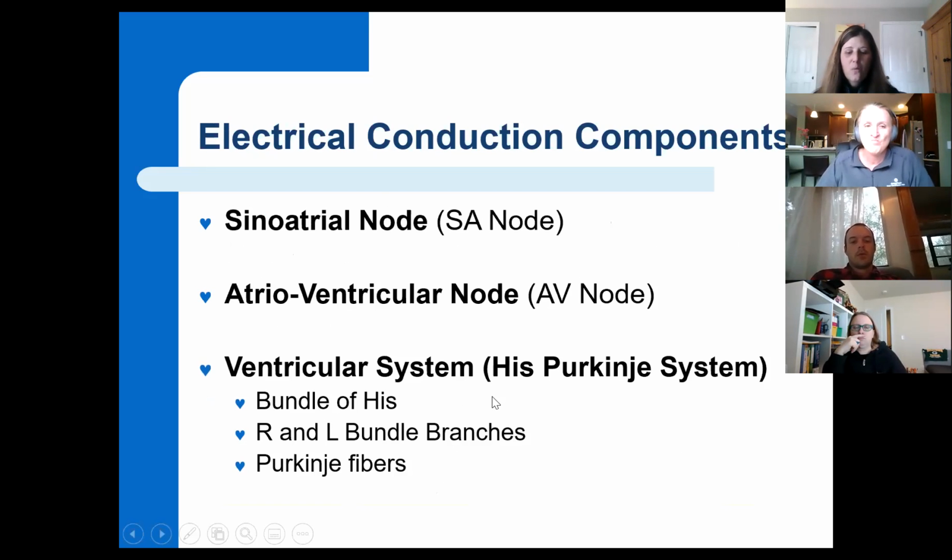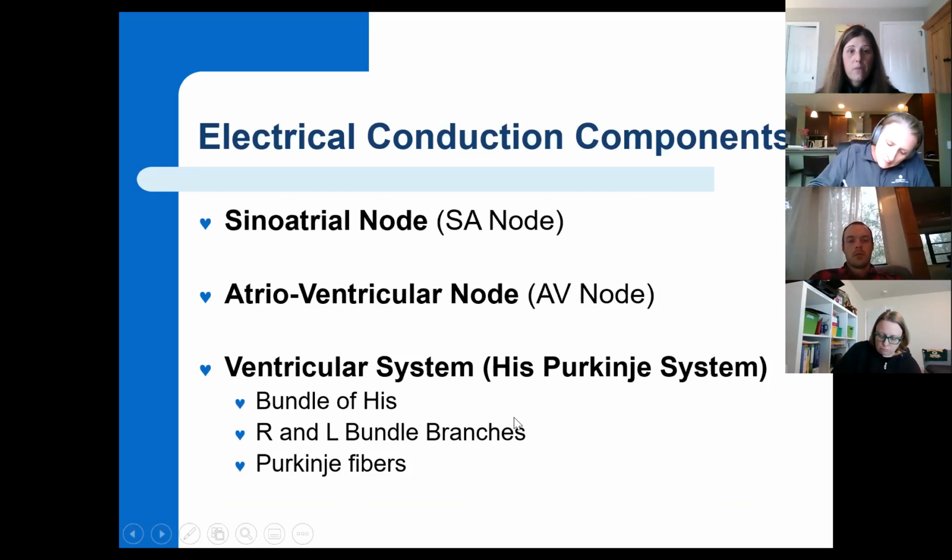Okay, so we have the electrical conduction components, the SA node, which is our heart's pacemaker, the AV node, and then the ventricular system that is the His-Purkinje system. And it's made up of the bundle of His, the right and left bundle branches, and the Purkinje fibers. This should sound like everything you learned in anatomy, whether you took it at the beginning of this program or 5 years ago. You should know that. Now, our SA node is going to give us a pulse rate of about 60 to 100. But the AV node really is going to slow things down to about 40 to 60.